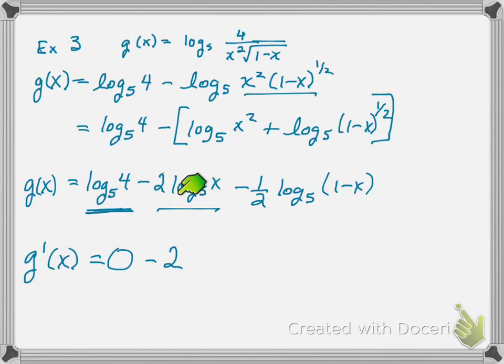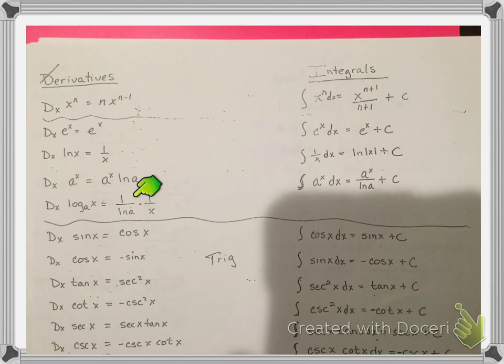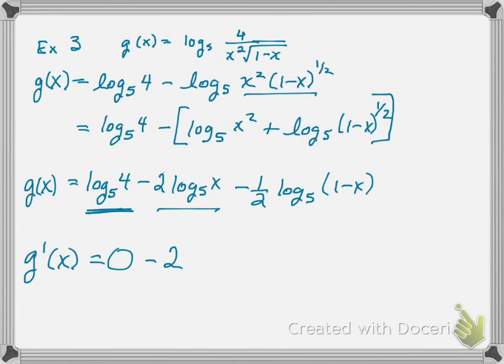So we're ready for the second term. My negative 2 is just carrying along. The derivative of this, we just said was what? 1 over ln 5 times 1 over x. Okay, so that's my grouping just for the second term right here.